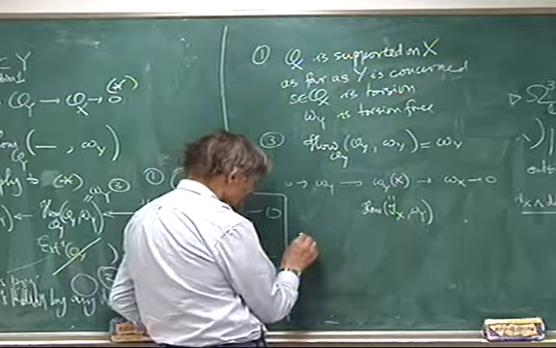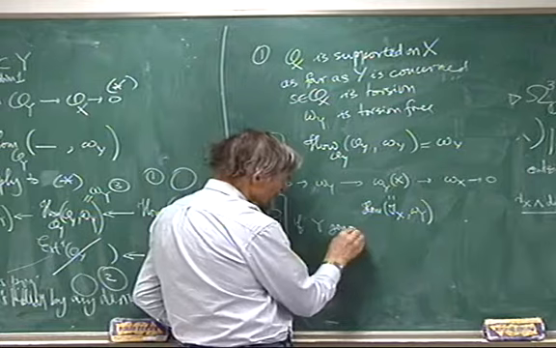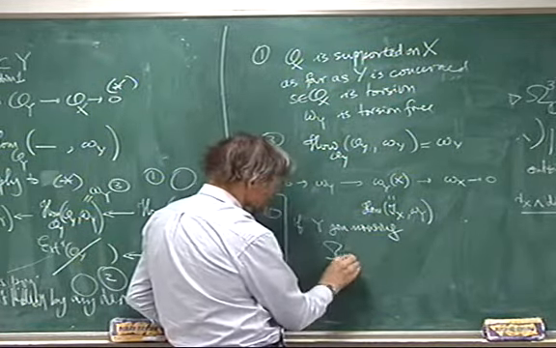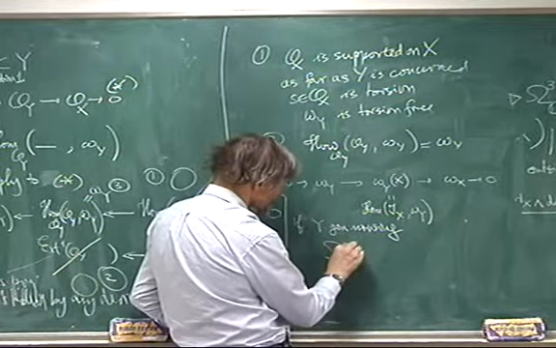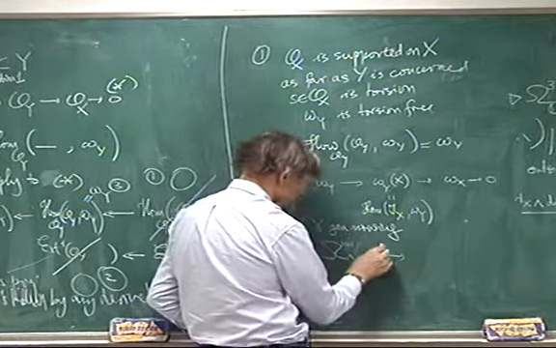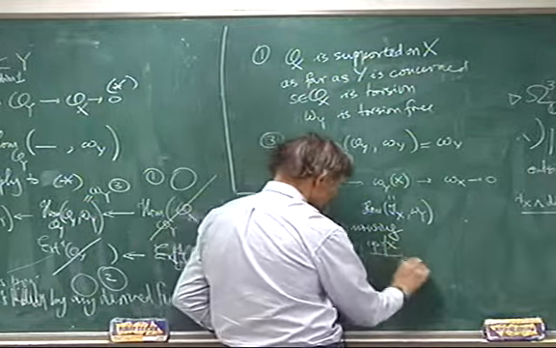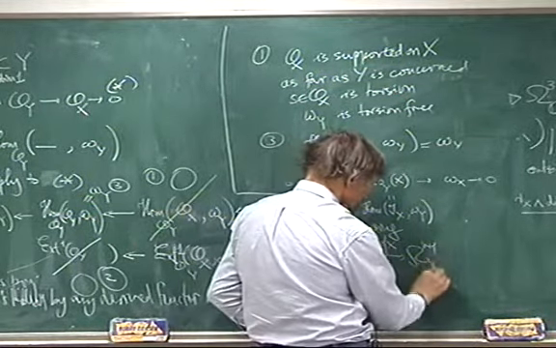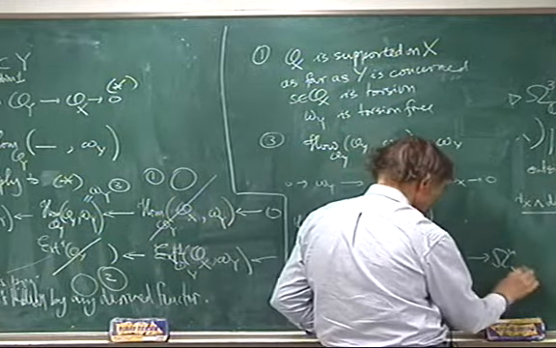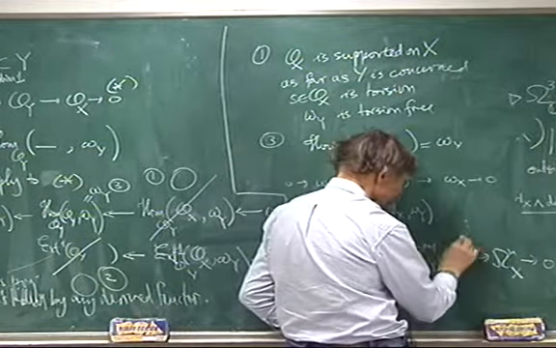So if Y is generically non-singular, this is saying omega n plus 1 of Y, with poles along X, where this is the equation of X, maps to omega n of X. Where this is the Poincaré residue.